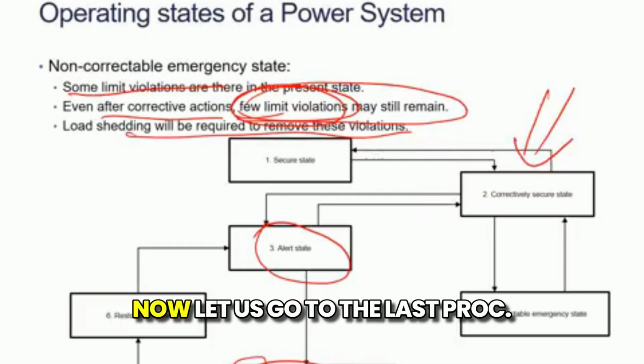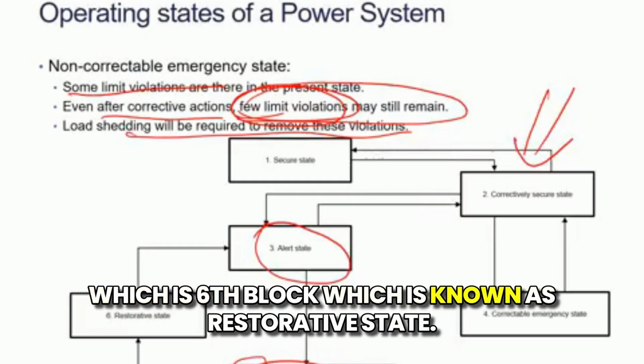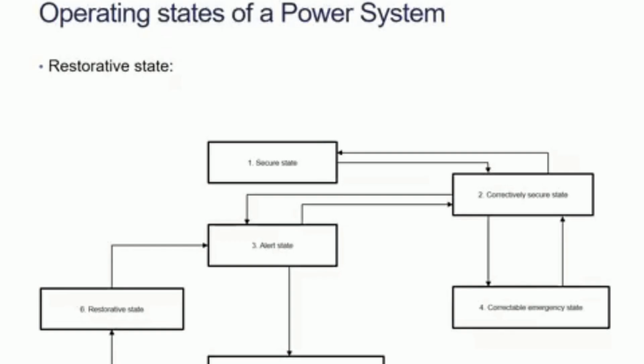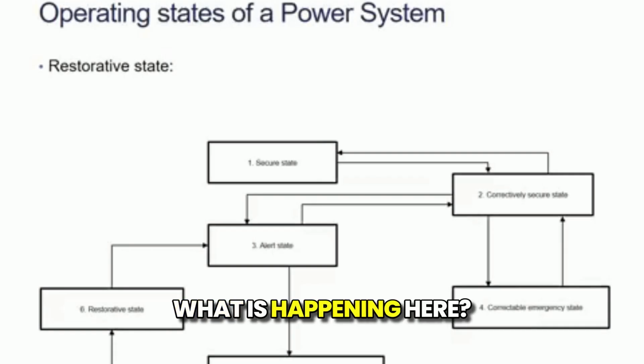Clear? Now let us go to the last block, which is the sixth block, known as the restorative state. Can anybody guess what is happening here? Any thoughts? What is happening here?